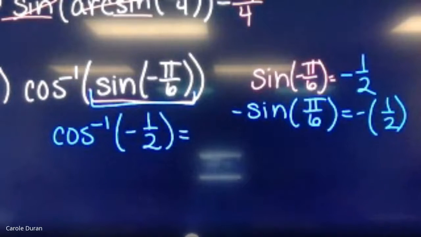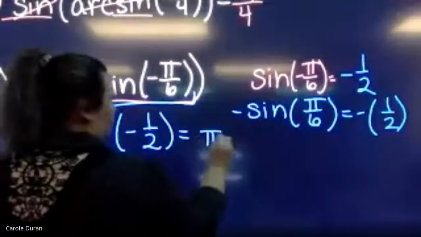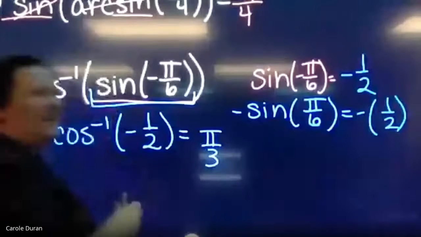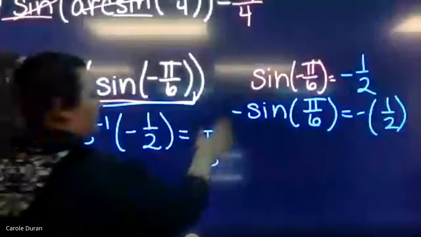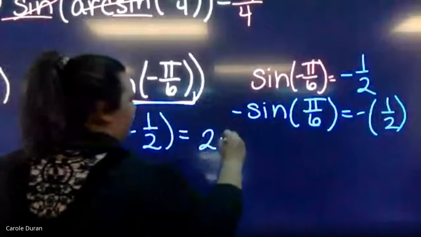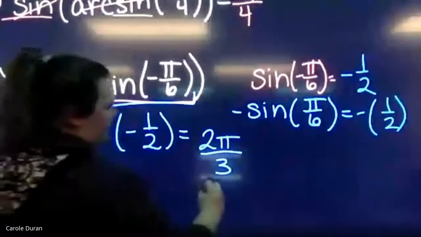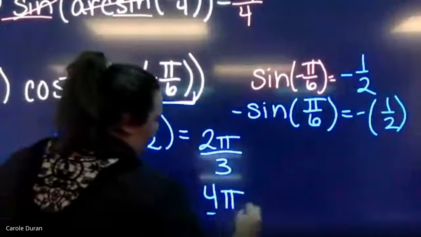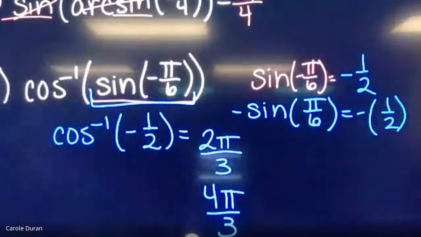What angle or angles give me a cosine value equal to negative 1/2? I want radians. Pi over 3 and 5... wait, no. 4 pi... there you go. So since I didn't give you a quadrant, both of those would be your answers.